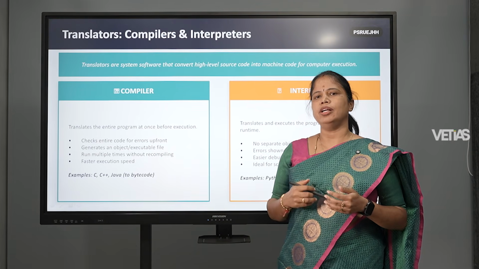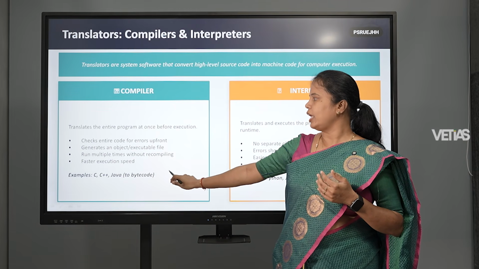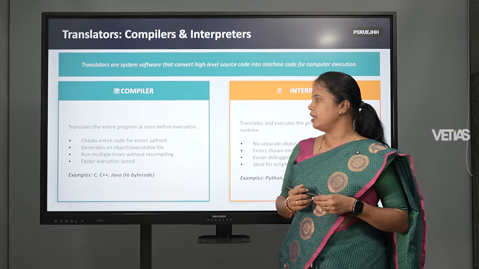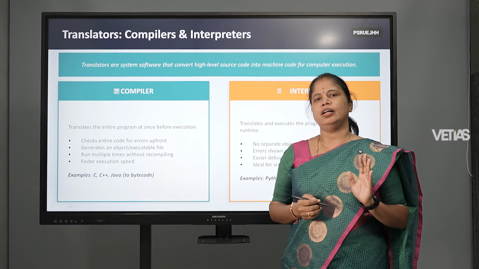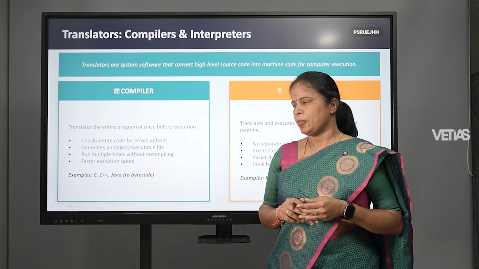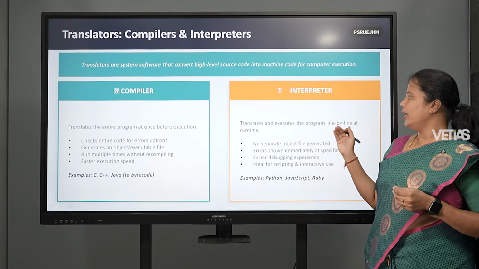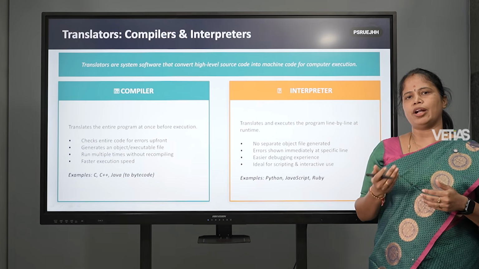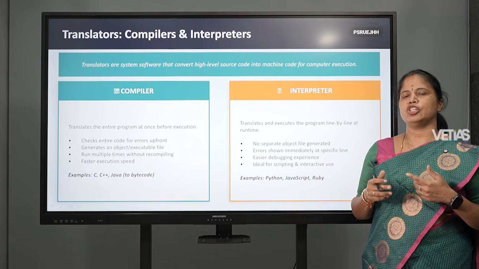So it can be executed multiple times on different types of systems. It also promotes faster execution. Examples of using a compiler are C, C++, Java. In Java, the bytecode is the first phase of conversion, after that it will be executed. And when you come to the interpreter, this is also a kind of translator where the program is executed line by line. In the case of a compiler, the entire program is executed at once, whereas with an interpreter, line-by-line execution takes place.